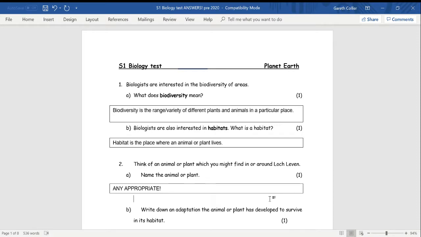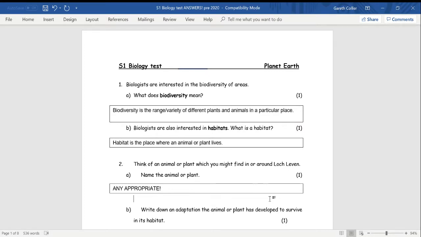So it might be that an area has millions and millions and millions of grass plants, but it's less biodiverse than a small garden that has tons of different types of plants and animals in it. So it's a number of different types of organism.